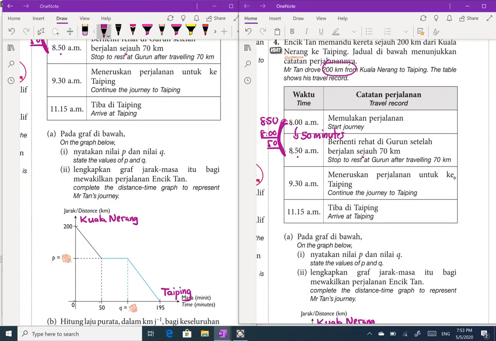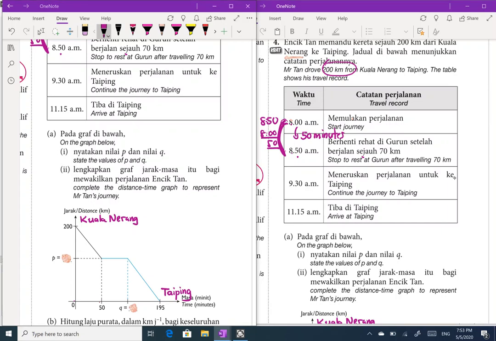At 8:50, he stops to rest at Kurong after traveling 70 km. He started from Kuala Nerang at 200. 他走了70. 请问这里 stop 的地方是多少? So over here is 50. So can you tell me what is the P? So your P is equal to 200 minus 70, which is 130.